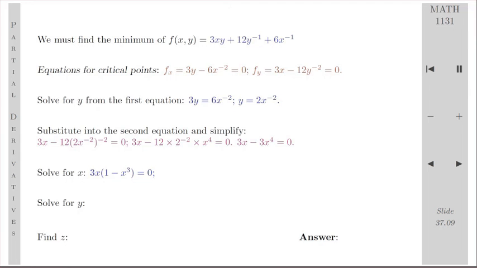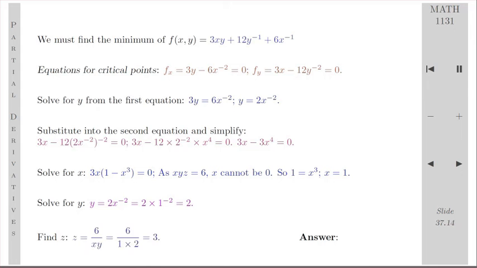Of course, x cannot be 0 because then there is no box. You have to have a box of volume 6 cubic feet, which means x cubed is 1, so x should be equal to 1. If x is 1, then y is 2 times x to the negative 2. So 2 times 1 to the negative 2, and that is 2. And z is 6 divided by xy. So it's 6 divided by 1 times 2. The box should be 1 foot wide, 2 feet deep, and 3 feet tall.